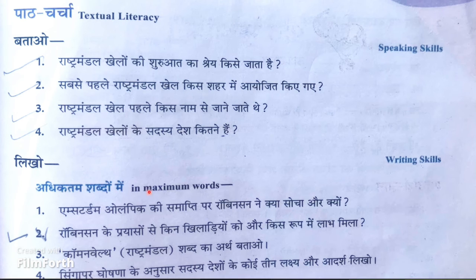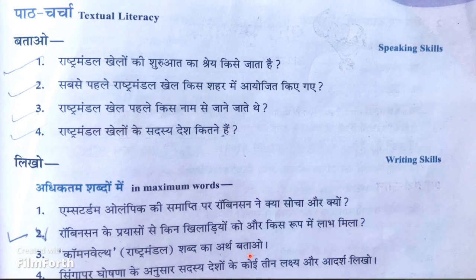Likho adhiktam shabdon mein, means in maximum words you have to write. Amsterdam Olympic ki samapti par Robinson ne kya socha aur kyon? When the Amsterdam Olympics ended, what did Robinson think and why? I think I've explained it very well. It is in the first page itself, children. The answer. Robinson ke prayason se kin khiladiyon ko aur kis roop mein labh mila? Because of Robinson's efforts, which players were benefited and in what way? Same answer is there. I have already explained in detail, children. Commonwealth, Rashtramandal shabd ka arth batao. Tell the meaning of Commonwealth. This also I specifically mentioned while I was explaining.